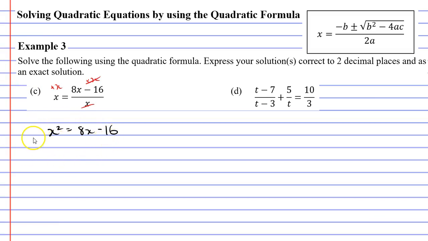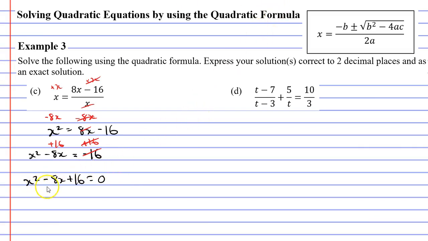We need to move everything to the left, so we've got 0 on the right. We need to subtract the 8x on both sides. This will cancel 8x, giving us x squared minus 8x on the left and negative 16 on the right. We will now add 16 on both sides, cancelling out the negative 16. We now have x squared minus 8x plus 16 equals 0.